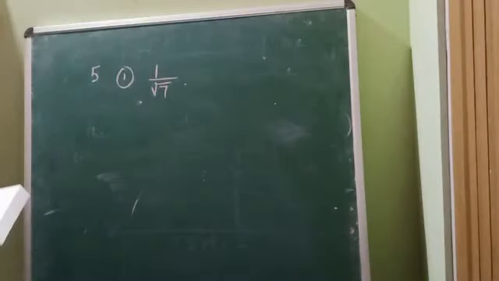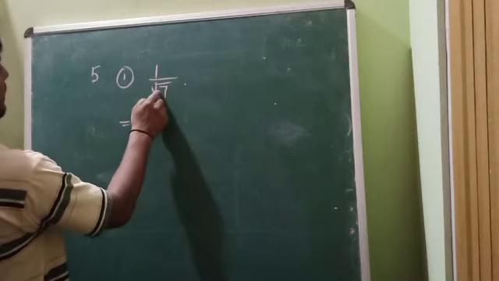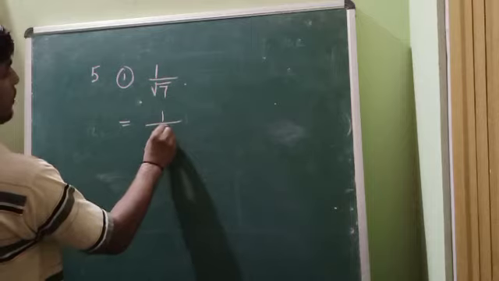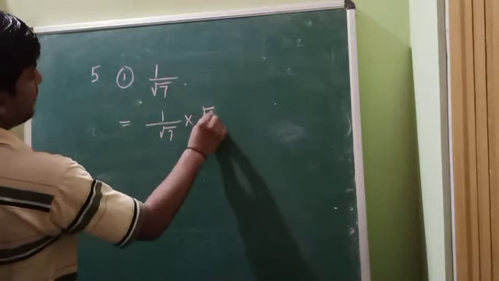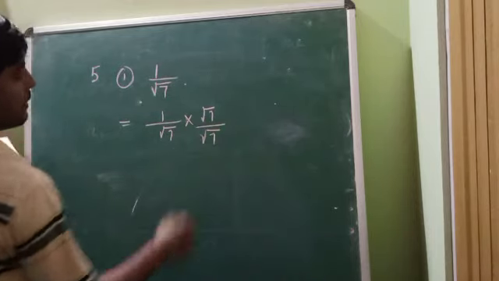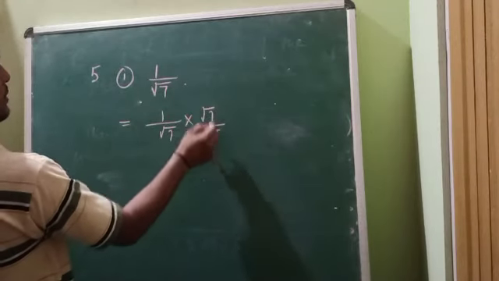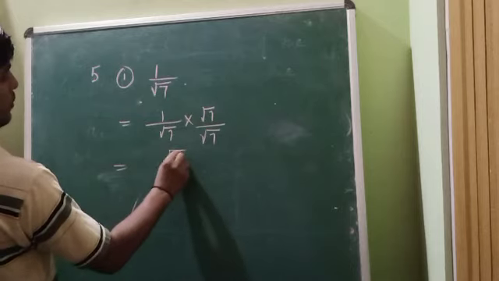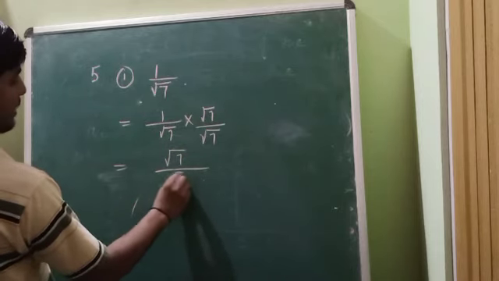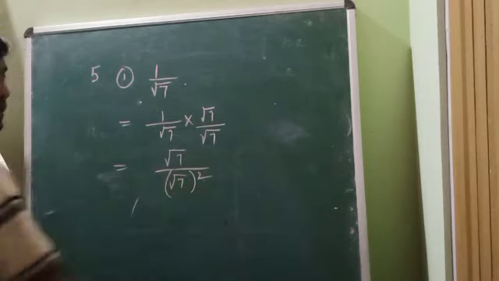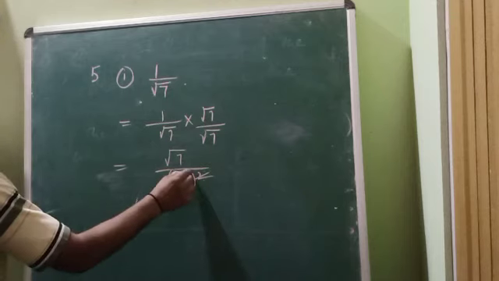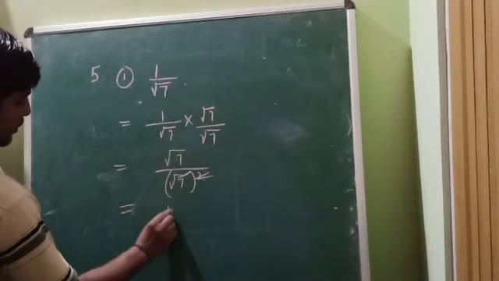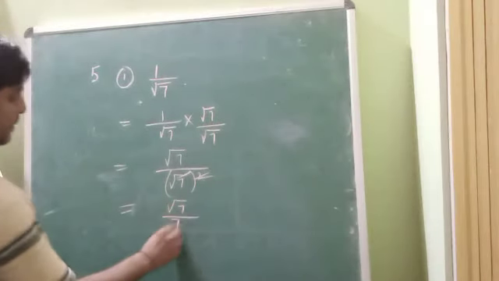So here, how to rationalize? Very easy. What is the denominator? Root 7. So multiply by root 7 with numerator and denominator both. Root 7 with numerator, root 7 with denominator. So it is balanced. Now root 7 times root 7, you can write root 7 whole square. Clear? Then the square root cancels. What is left? Root 7 in the numerator and the denominator is 7.